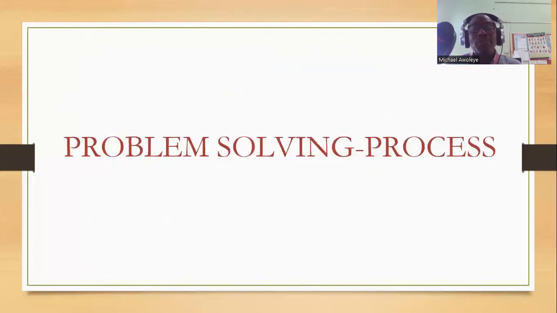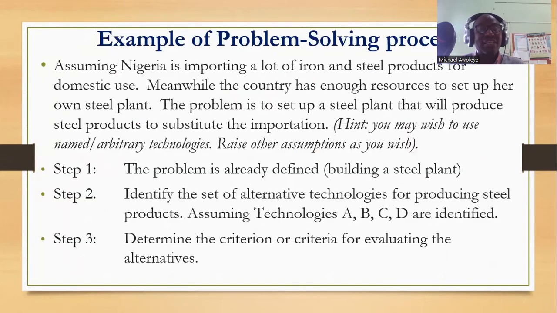Now, let's look at problem-solving processes. This is an example. Let's consider an example in Nigeria. A company wants to import a lot of iron and steel products for domestic use. Meanwhile, the country has enough resources to set up our own steel plants. The problem is to set up a steel plant that will produce steel products to substitute the importation. If you look at that, an organization is thinking of importing iron and steel products for domestic use. But as a caveat, the country has enough resources to set up our own plants.